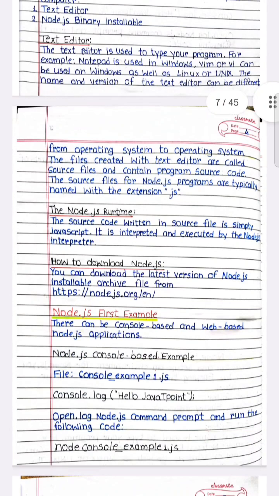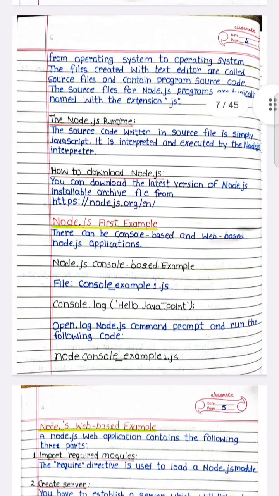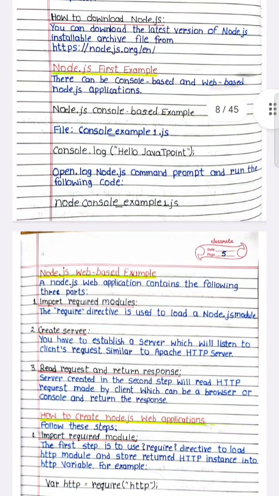Now the next step is the first example, which is based on console. Console means we print any data by using console. So this is a Node.js console-based example. Here we have written a file, console example 1.js, and we are using hello JavaScript. This is the first program which we have written here.